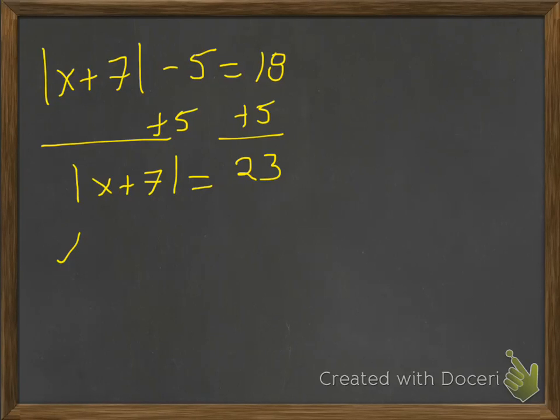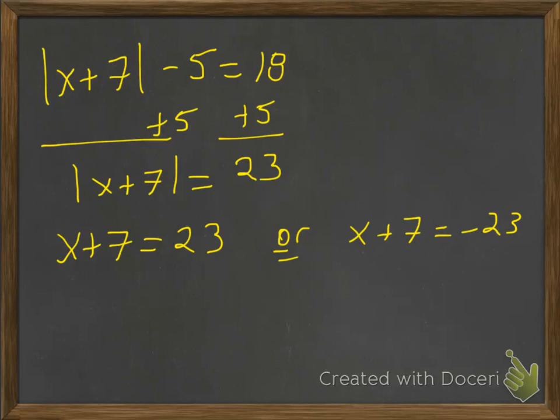23. And think of absolute value as a distance. Distance is never negative, but we can have positive and negative direction. So think of we have both the distance in the positive and negative direction. So we'll have x plus 7 is equal to 23, and then think of the negative direction, x plus 7 is equal to negative 23. So we'll have two different equations, one for the positive direction, one for the negative direction.